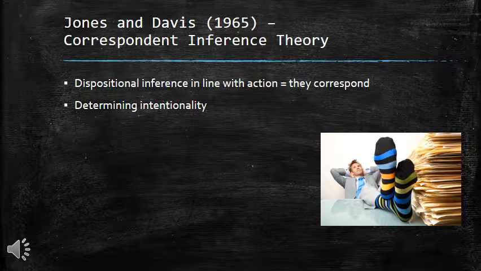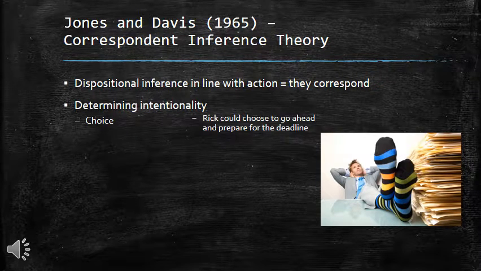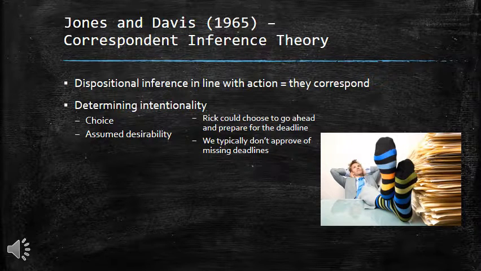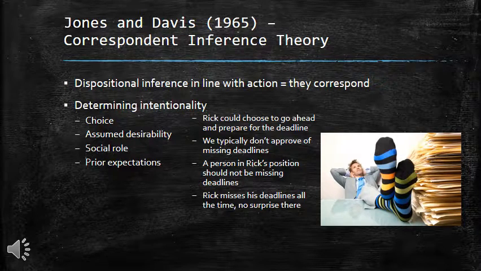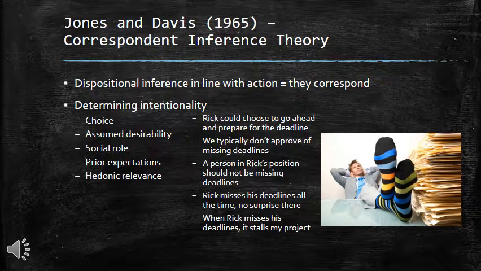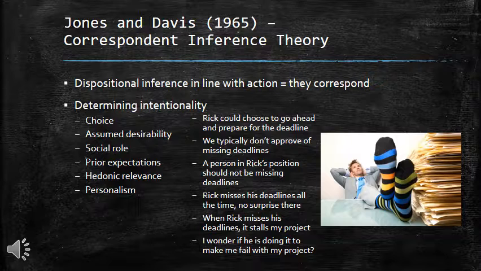These factors are choice. Did the person have other alternatives? Assumed desirability. Is this person's behavior in line with typical social conventions? Social role. Is this person behaving according to their social role? Prior expectations. Is this person behaving consistently with their past behavior? Hedonic relevance. Does this person's behavior affect me positively or negatively, and to what extent? And finally, personalism. Is this person's behavior specifically aimed at me?